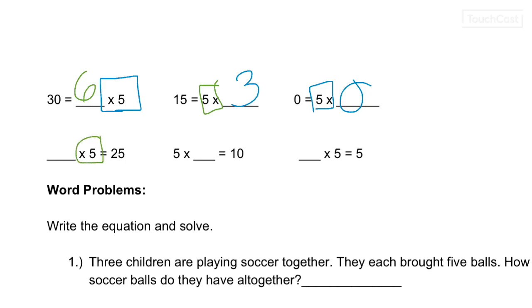Roll your fives till you get to 25. 5, 10, 15, 20, 25. Stop. How many fingers? 5. Roll your fives till you get to 10. 5, 10. Stop. How many fingers? 2. Roll your fives till you get to 5. 5. How many fingers? 1. So that one was pretty fast. Remember to roll your fingers until you say the quotient, the answer.